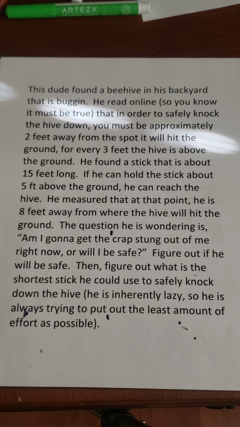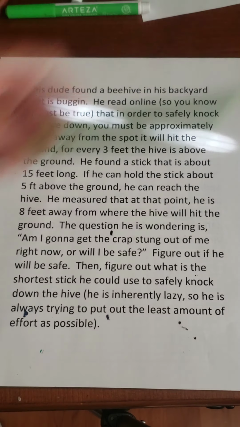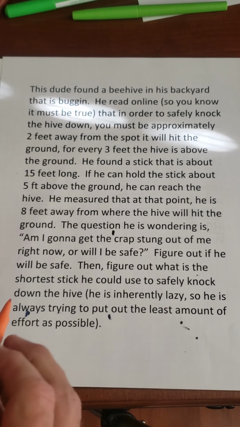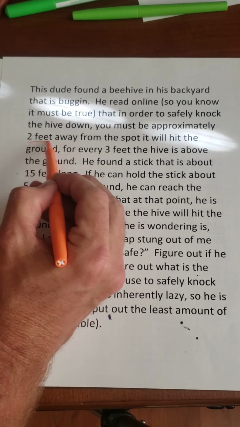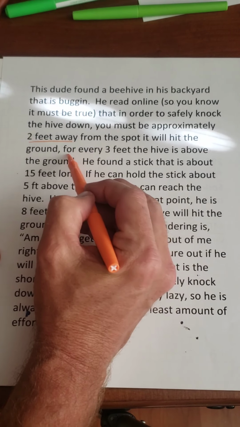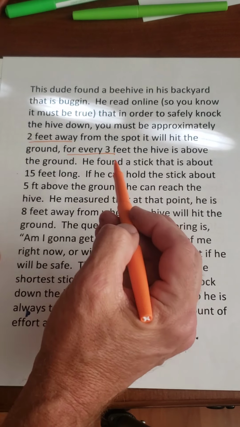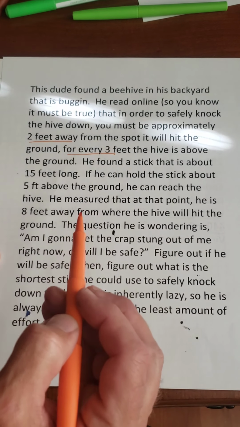I don't need in order to solve the problem. All right, so let's go ahead and identify some stuff that we think we need. So something here about 2 feet away for every 3 feet. So that seems like a ratio. 2 feet away for every 3 feet. So that's something I might want to pay attention to.